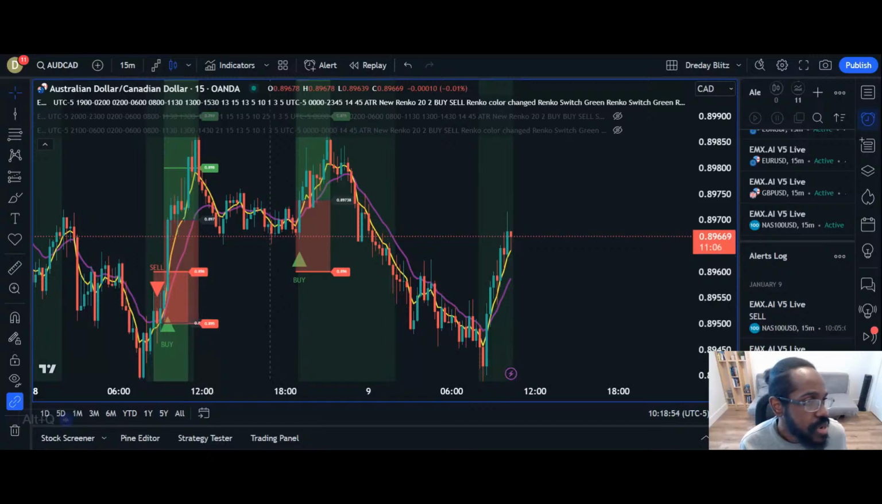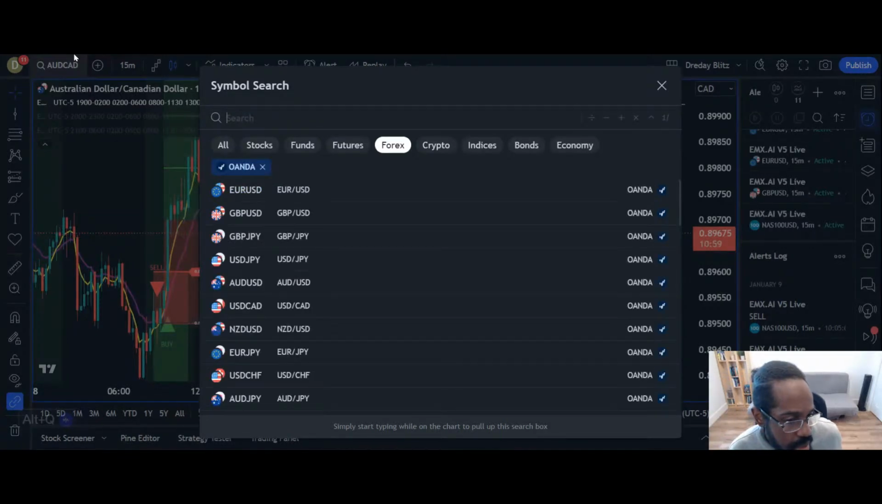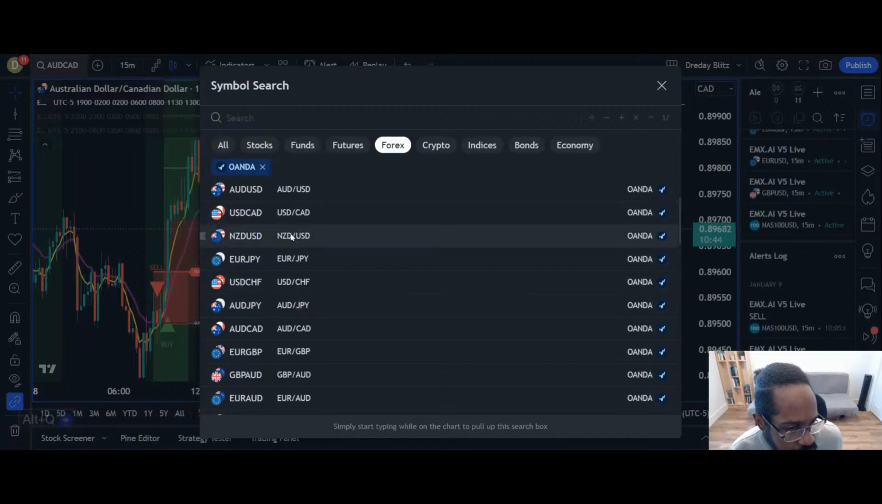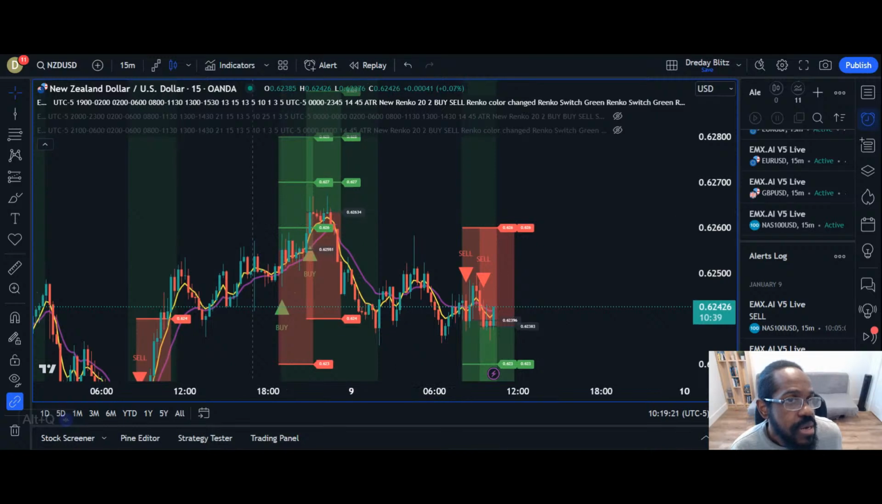I'm just going to continue on looking at the other market here. So let's look at NZD USD, because we had NZD USD as a big mover here overall. So let's look at NZD.